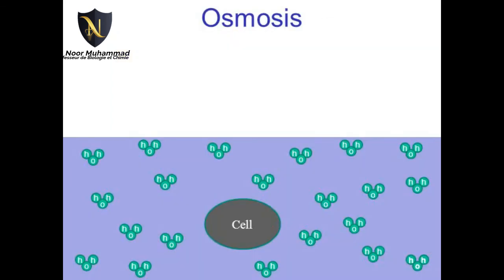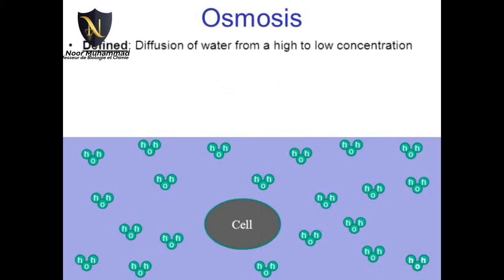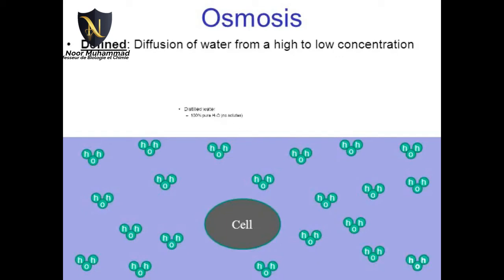Well, let's turn directions and focus on another type of passive transport called osmosis. Osmosis is the same thing as diffusion. Don't mix the two up. They really are the same thing. The big difference is that osmosis implies water. Osmosis implies the diffusion of water from a high concentration to a low concentration.